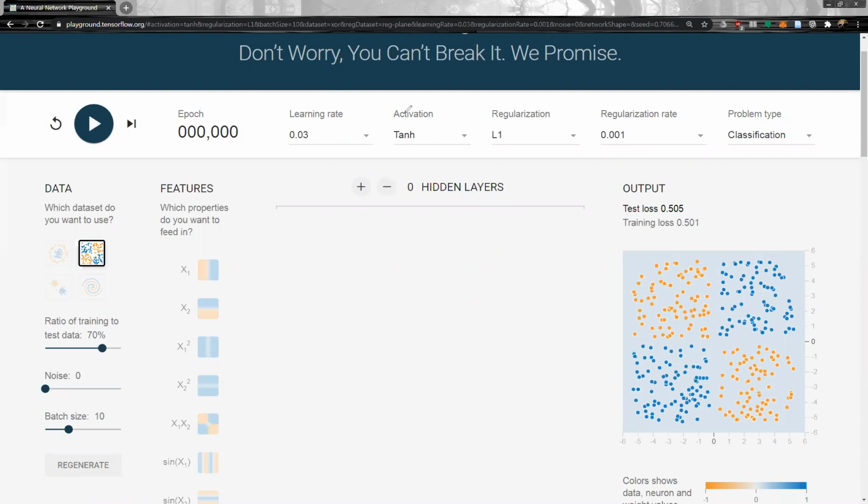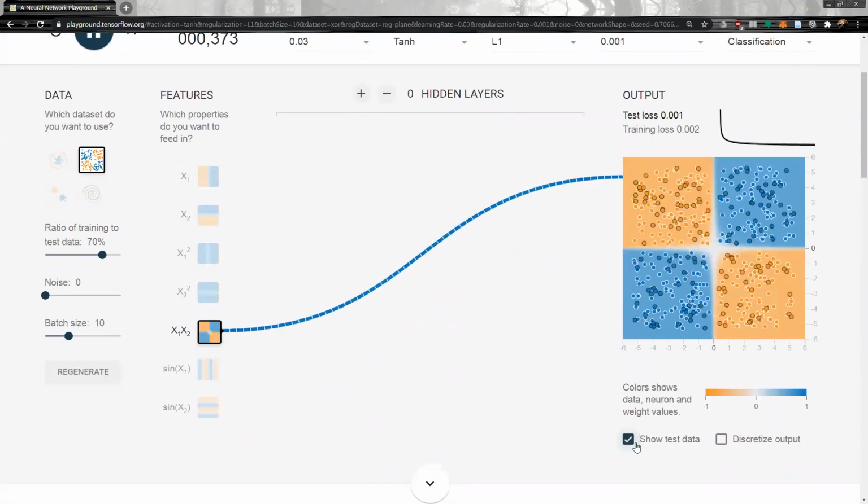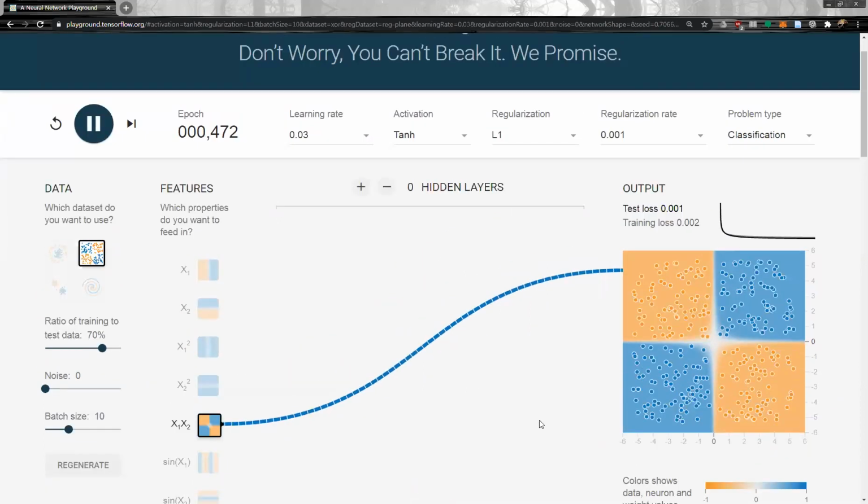So again, with zero hidden layers, let's include this one and run. Well, it's reasonable, right? It predicts well, and then let's see the test set. They are fine.